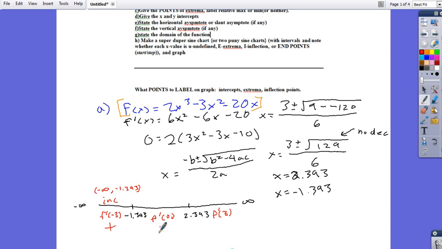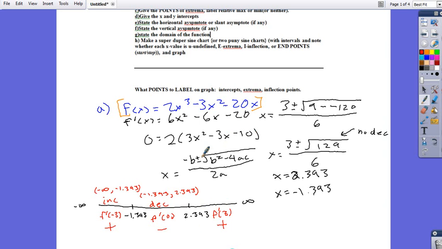And plug in 0, all you get left with is negative 10, or negative 20 in this case, 2 times negative 10. So it's definitely negative, and decreasing on this interval, negative 1.393 to 2.393. Okay, and I'm going to go ahead and assume, I don't like doing that.